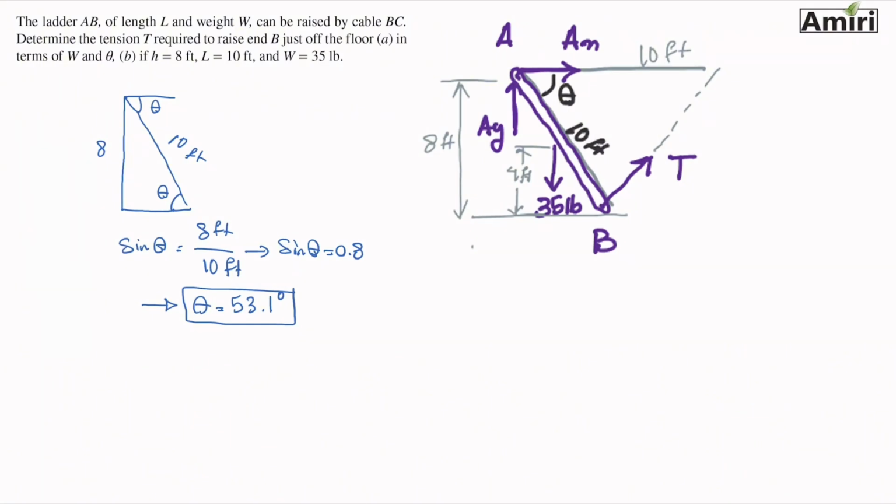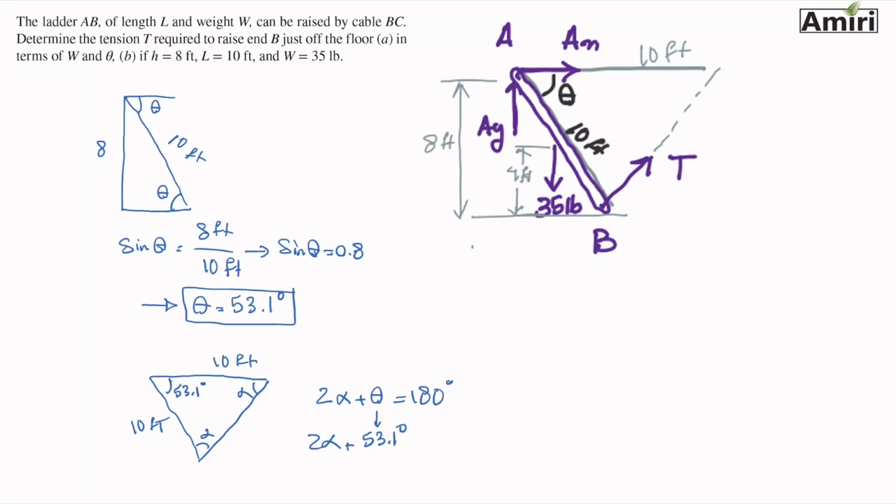Okay, this is great. Now let's look at the isosceles triangle right here: 10 feet, 10 feet, 53.1, alpha and alpha. So 2 alpha plus theta should be 180 degrees. This is 53.1. As a result, alpha should be 63.45 degrees. And this is this alpha right here. You're going to see why I needed that, because with finding that angle, the goal is to find T.